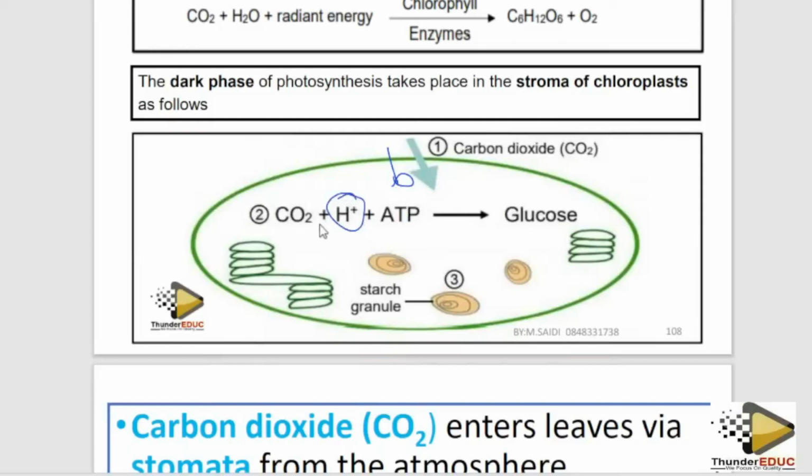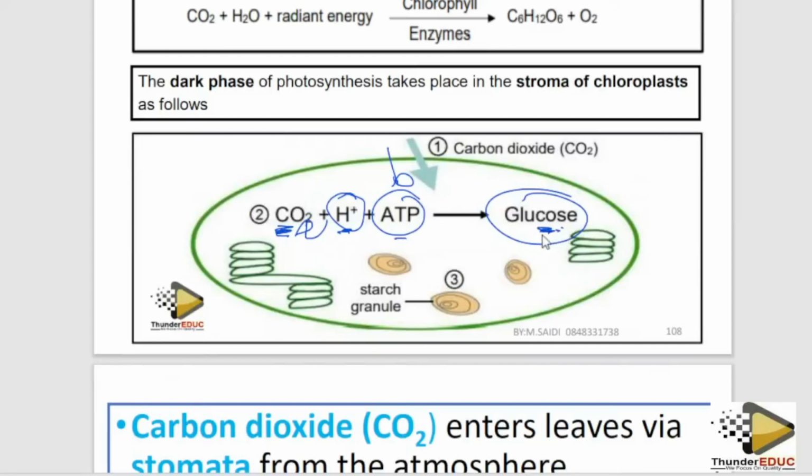This hydrogen is going to combine with the carbon dioxide, meaning that carbon dioxide is being used in the dark phase, plus the ATP, and then glucose is going to be produced. So basically what happens in the dark phase is the combination of this carbon dioxide plus the hydrogen ion from the light phase, which occurred in the grana, plus ATP, and then glucose is being formed.